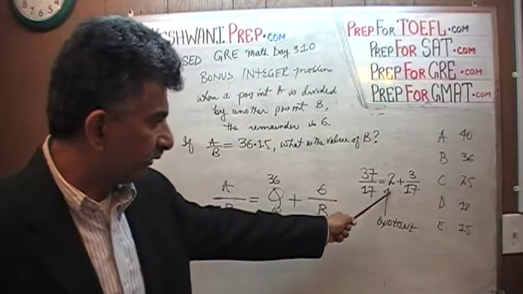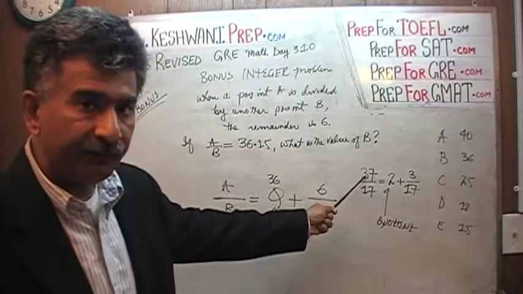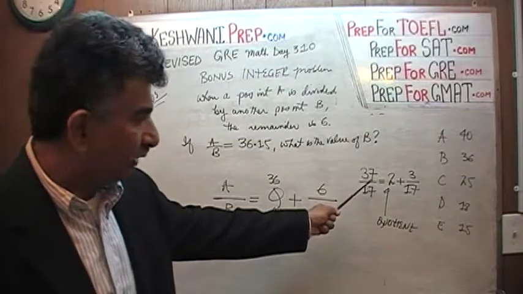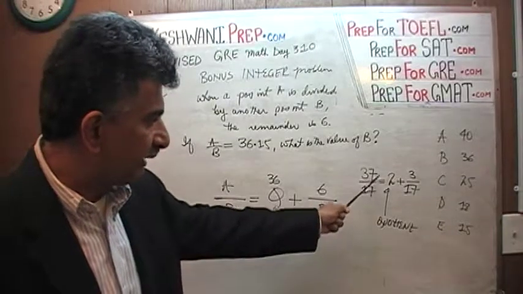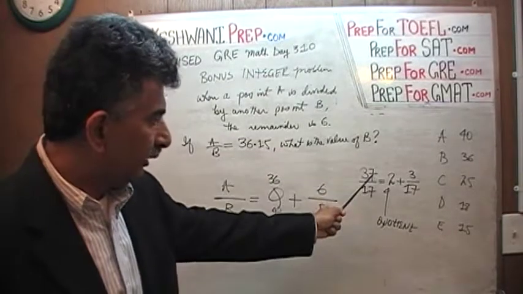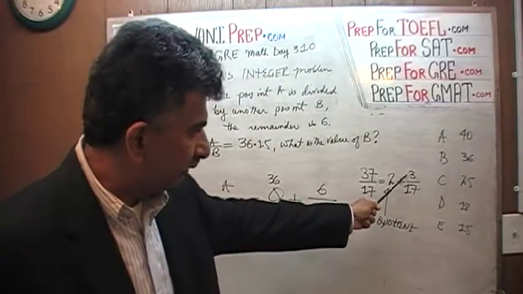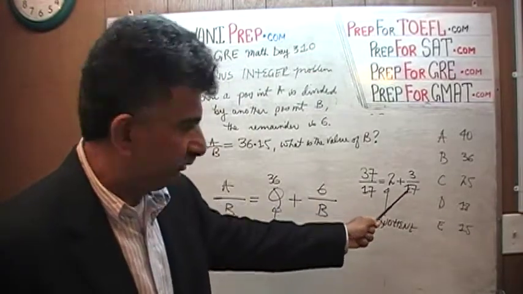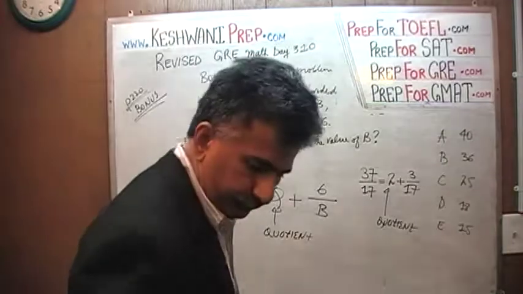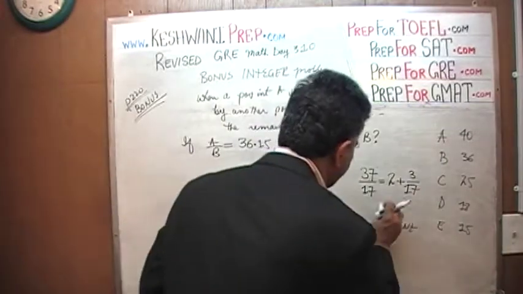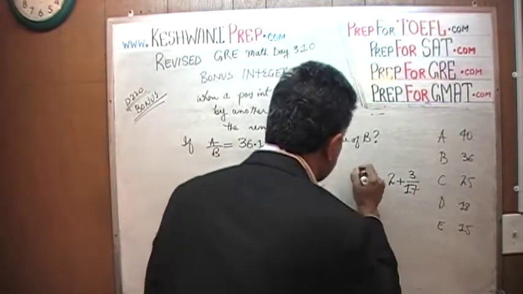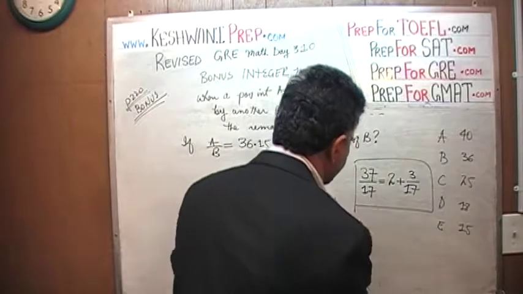But once we have taken care of 34, we're left with 3. That's your remainder. 37 divided by 17 has a remainder of 3. Here we have a remainder of 6. But whatever the remainder is, that remainder of 3 divided by 17. You see that? This says 17.